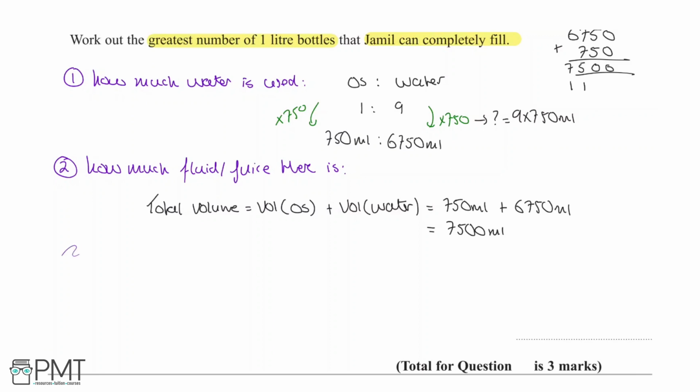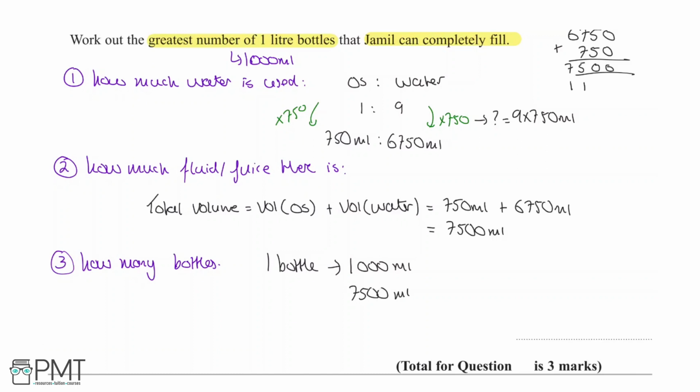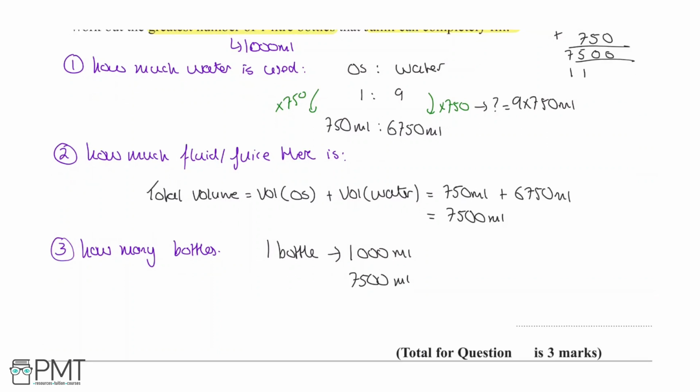The final thing to do is to work out how many bottles. Now we know that 1 bottle holds 1,000 milliliters, because 1 liter is the same as 1,000 milliliters. So if we have 7,500 milliliters, to find out how many bottles we need, we first need to work out what we times by 1,000 to get 7,500. So this is times what, and this will be 7,500 over 1,000.